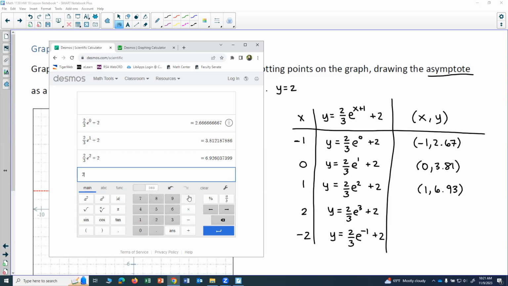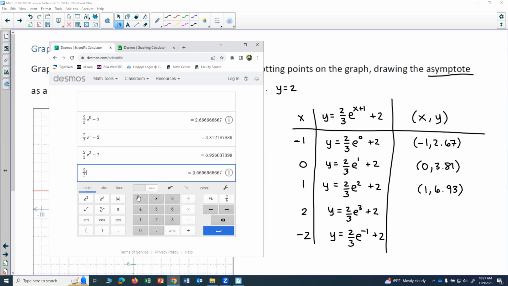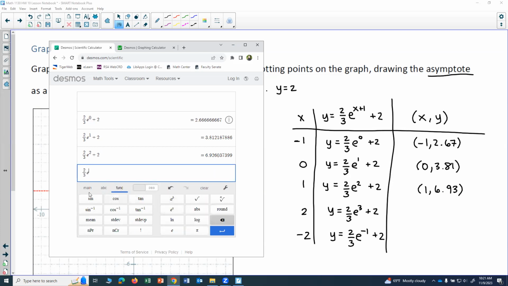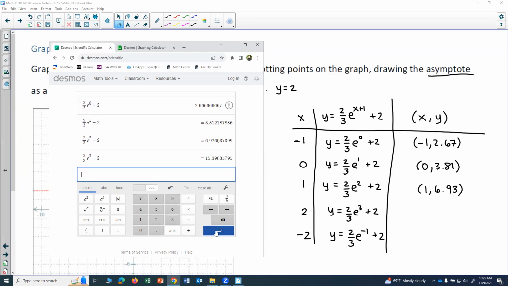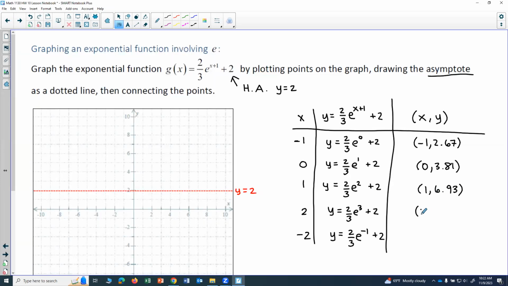When x is 2, I'll have 2/3 e to the third power plus 2, and I get 15.39. So I'll have the pair 2, 15.39. I know that's actually going to be off of the grid that I was given, but that's okay. I'll have enough points to get my curve.